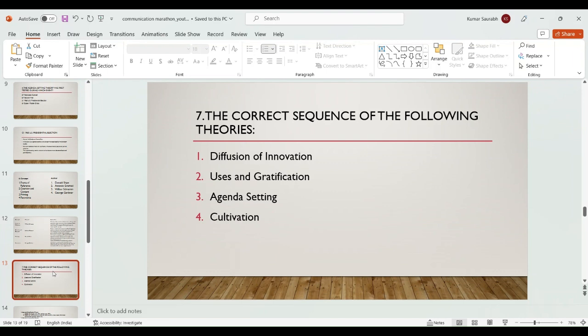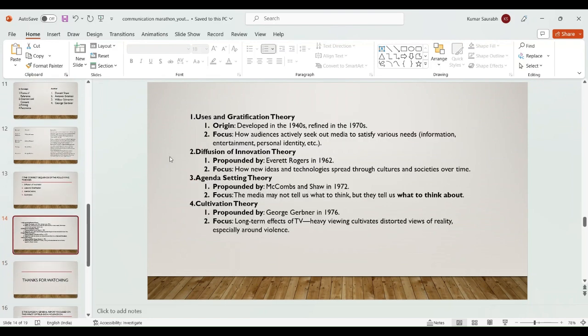The correct sequence of the following theories is again very important because some of the questions are asked on a chronology basis. Here are the options: diffusion of innovation, uses and gratification, agenda setting, and cultivation. You have to set them in chronological order. So here is the answer: uses and gratification is developed first, then the diffusion of innovation theory, then agenda setting theory, and the last one is the cultivation theory.